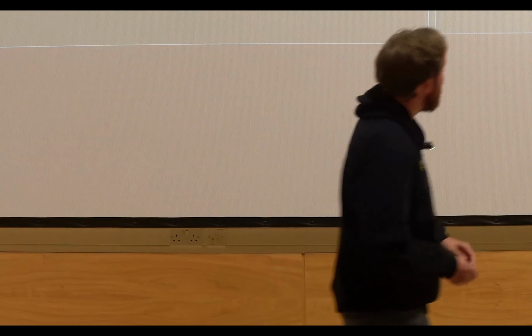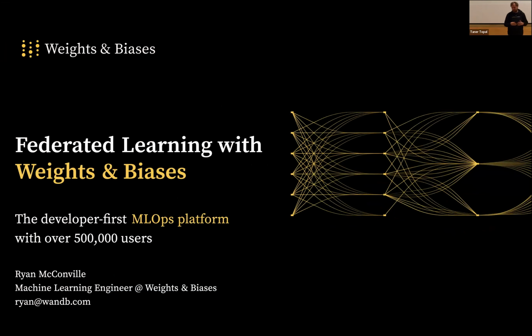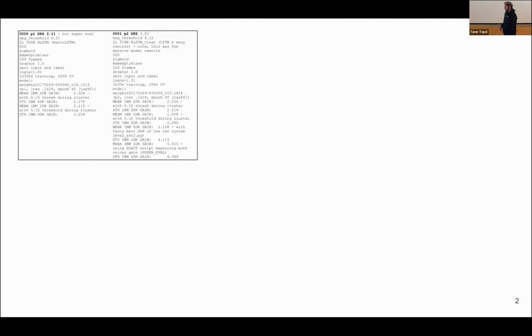Great, thank you. Today I'm going to talk about federated learning with Weights and Biases. For those who don't know, Weights and Biases is an MLOps platform. It's general purpose. Our customers and users use it for all sorts of machine learning workflows. But given where we are, I'm going to talk about some of the workflows we've seen with our current users around federated learning. So I want to motivate the use of something like Weights and Biases a little bit.